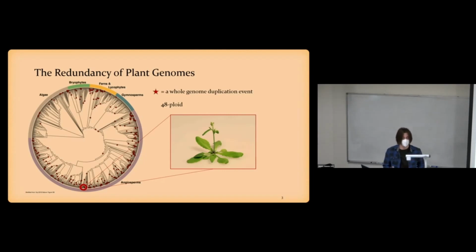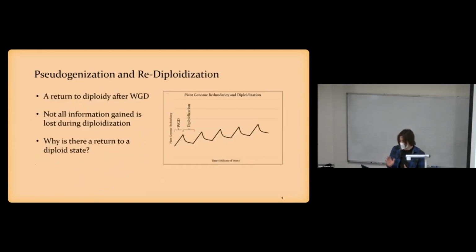As it turns out, there's some evolutionary mechanisms that return Arabidopsis to a diploid state post whole genome duplication. This normally happens over the course of thousands to millions of years after a duplication event. But during this return to a diploid state, not all of the information that we gained from a whole genome duplication is lost. There's a lot of extra stuff still left over. A lot of the extra stuff is non-functional, hence loss of function mutations. But what we're really interested in is why is there even a return to a diploid state?